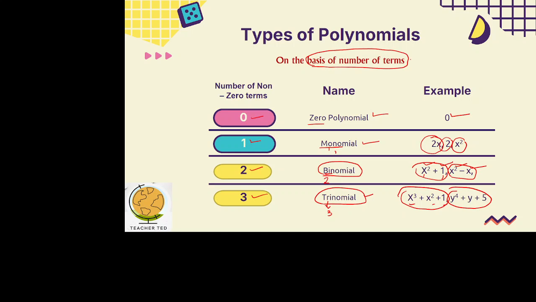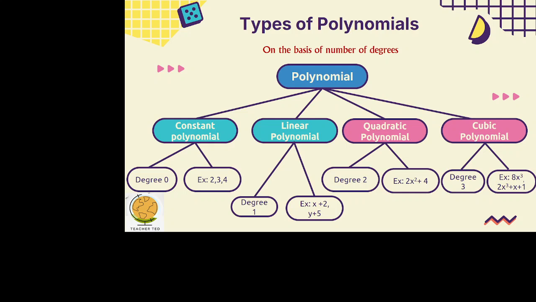This is the first type of polynomial on the basis of number of terms. Polynomials can also be classified based on the degree. This is very, very important. We already know that it should be a positive degree. There is no negative degree. If it is a negative degree, then it is not a polynomial.